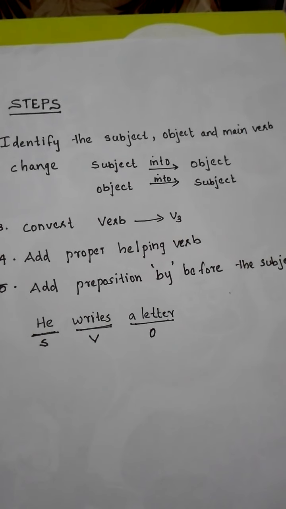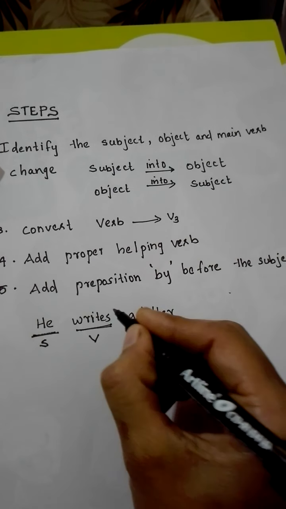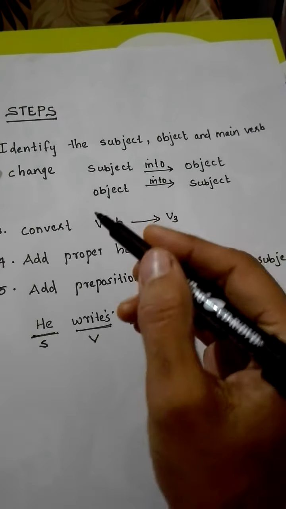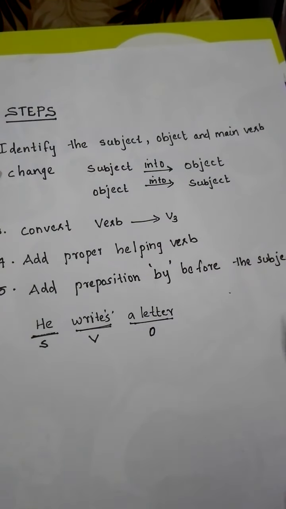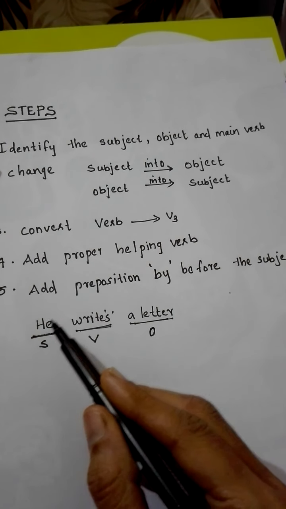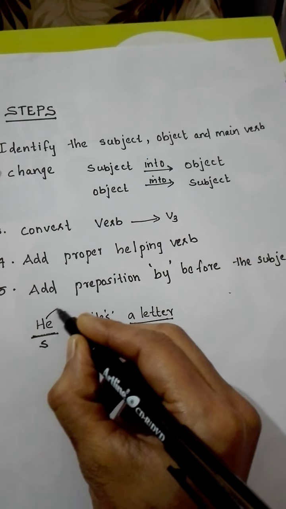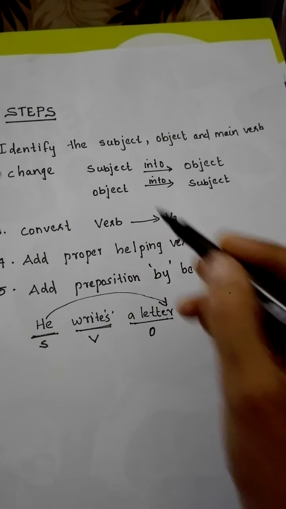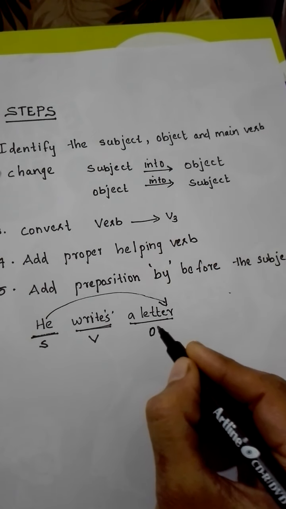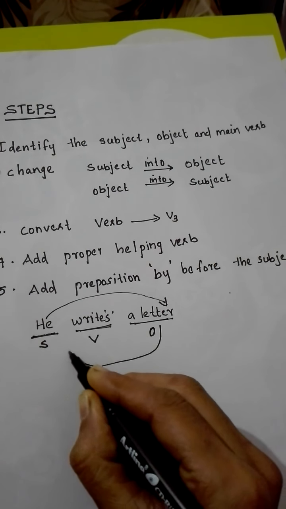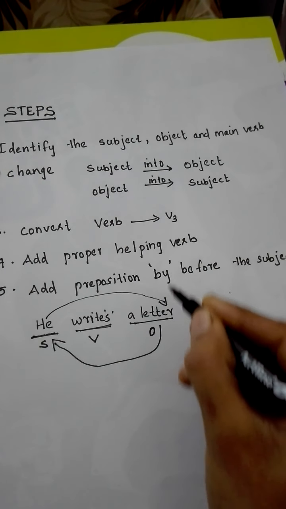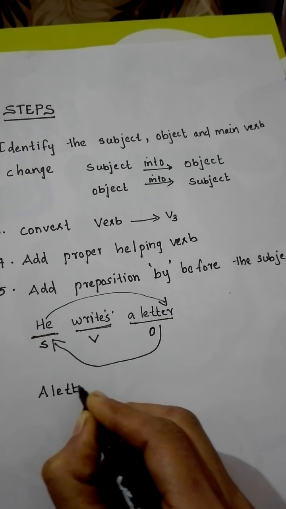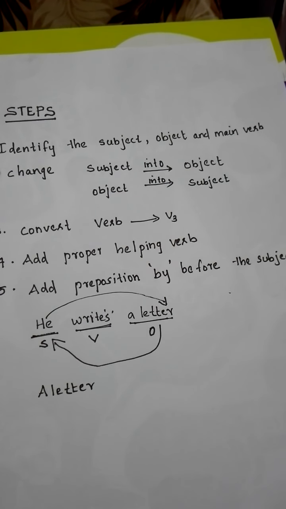See, write is the verb and it is in the S form. Isn't it? But what we have to do? Okay, I'll tell you that. Next, change subject into object position. So what is the subject here? He is the subject. So this one we should change into the object position. Okay. And object into subject position. This object should be in the subject position. Got it? So first write what? A letter. A letter. Got it?